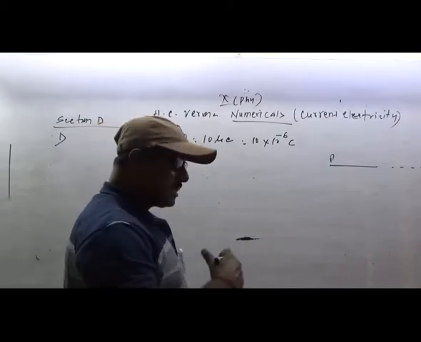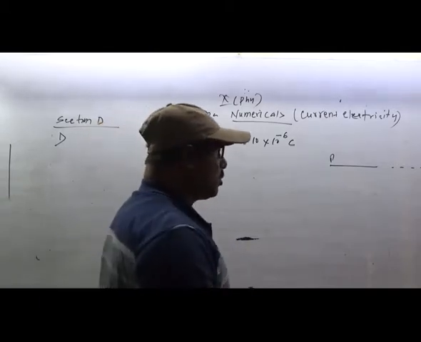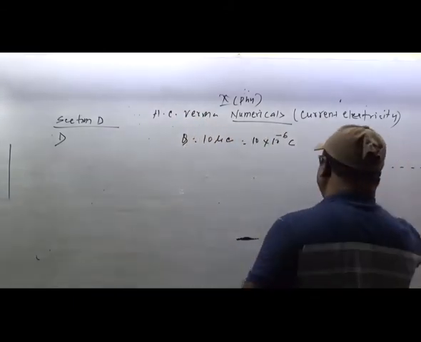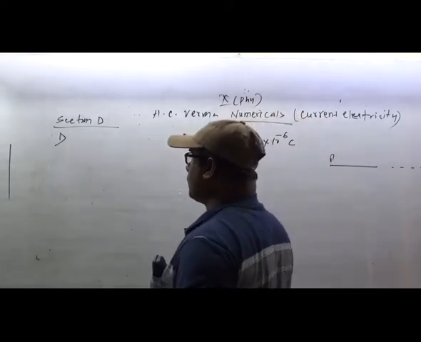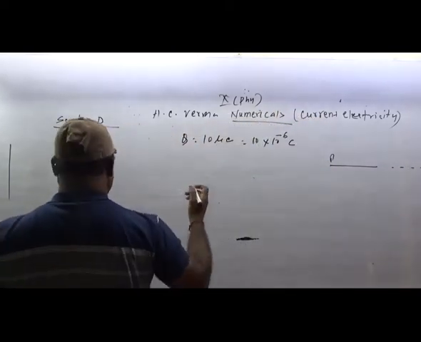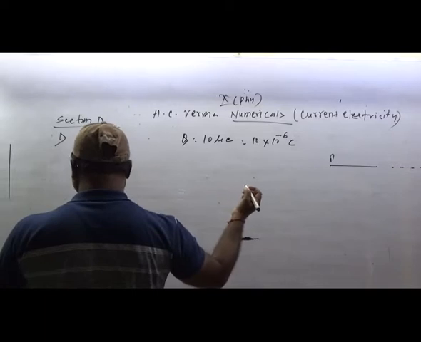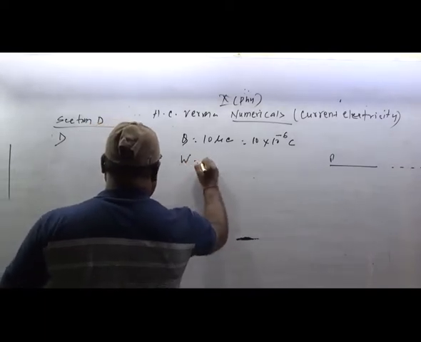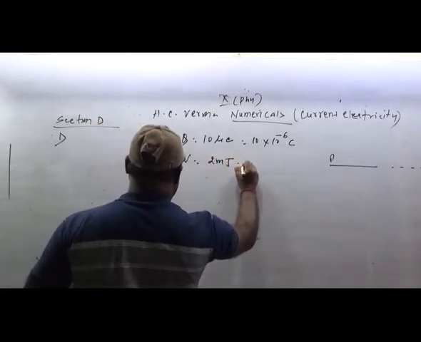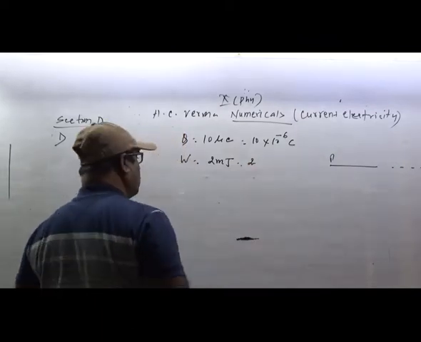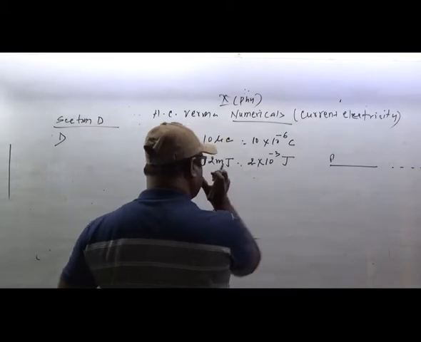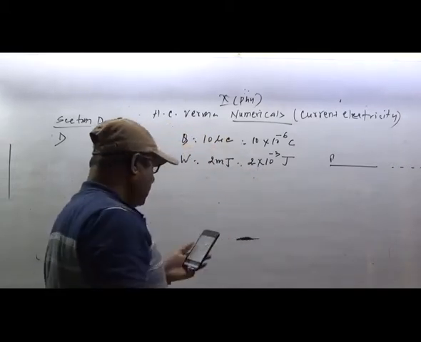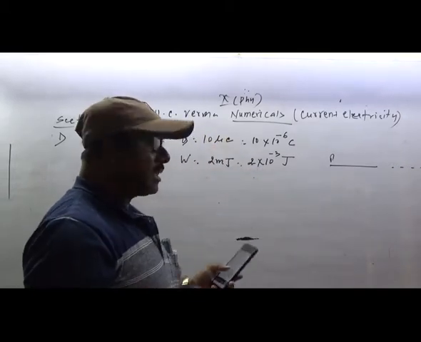Thereafter, work is done. That means potential, because to bring the charge from infinity to point P is what? Work done. And that work done is potential. Here it is 2 millijoule of work. 1 millijoule is equal to how much? 10 to the power minus 3 joule. Work is done by the external force.